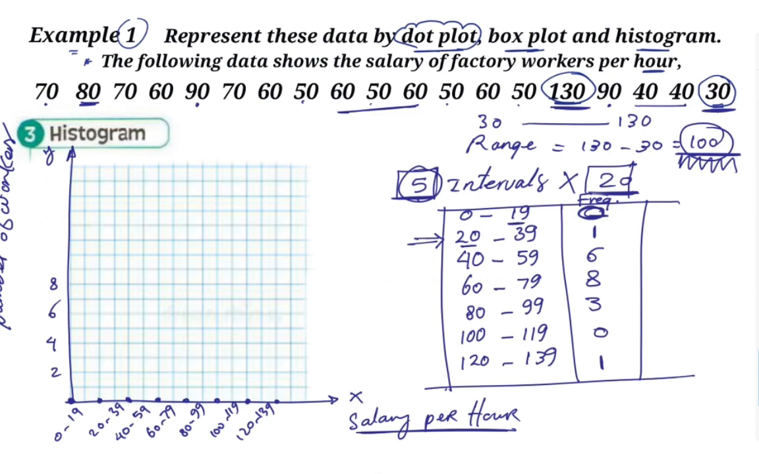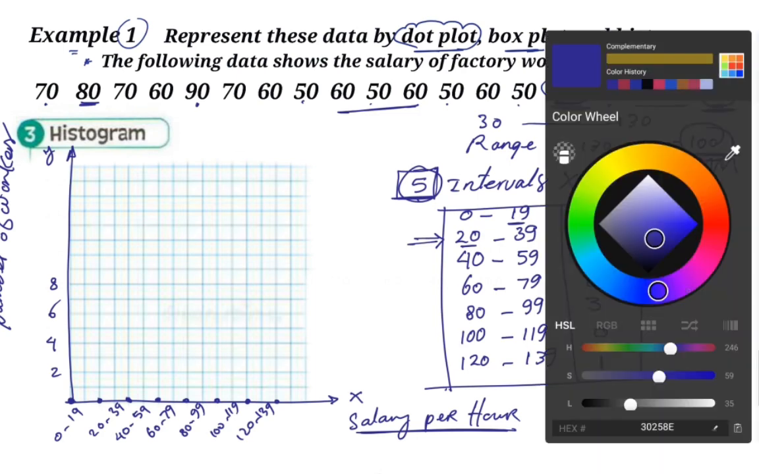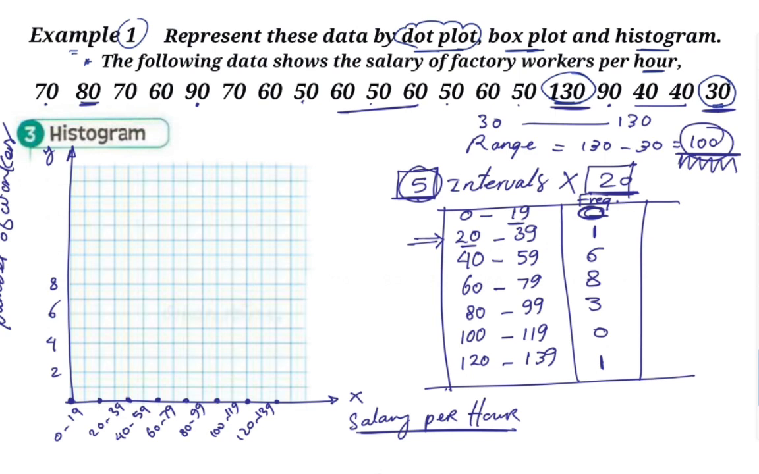Now I will draw my rectangles. So the first interval is 0. So this interval is 0. The next one from 20 to 39 we have just 1. So where is 1? 1 is here. So this interval will be just 1. Next interval 6. Where is 6? Here. We have the interval here.